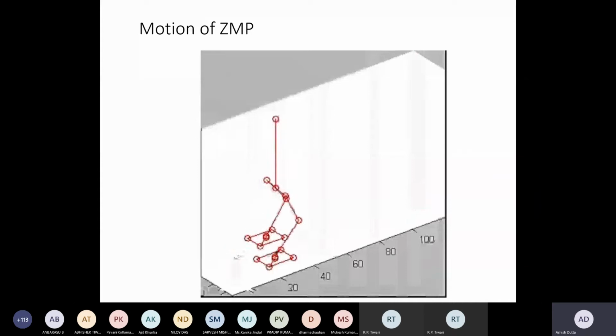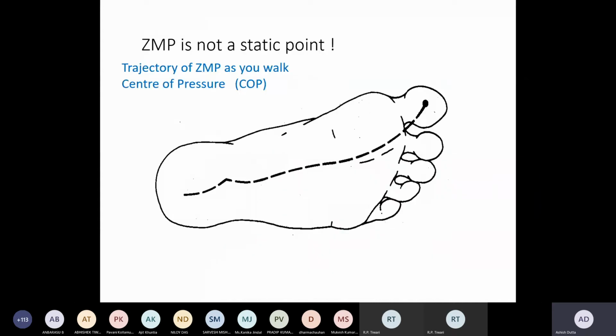Now, it's interesting that if you look at the sole of your feet, if you see the bottom of the sole of your feet, I hope you have seen the sole of your feet.